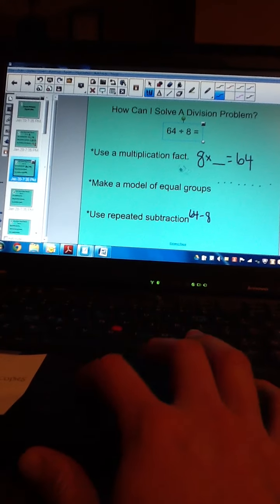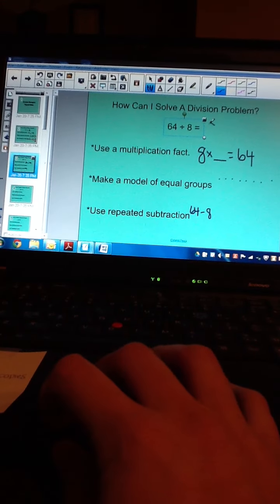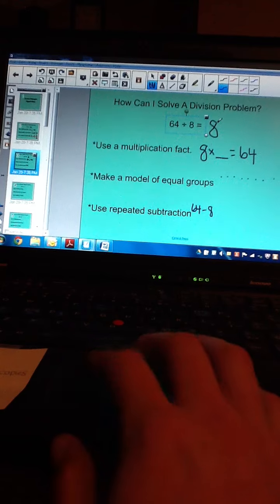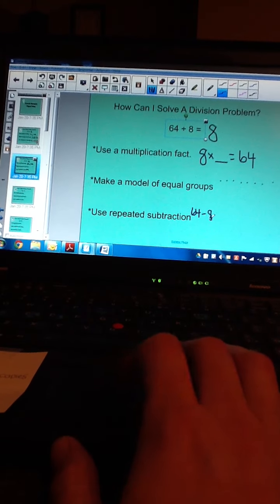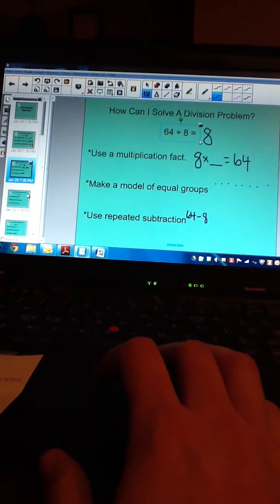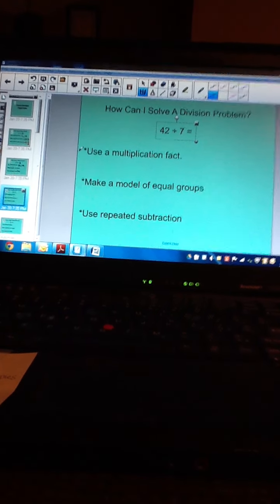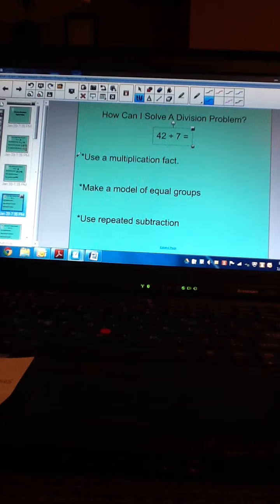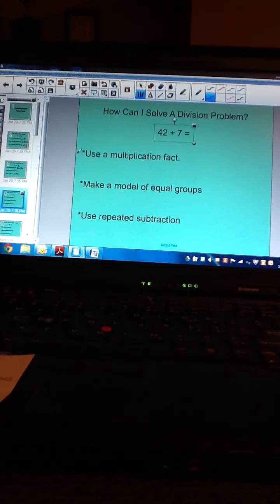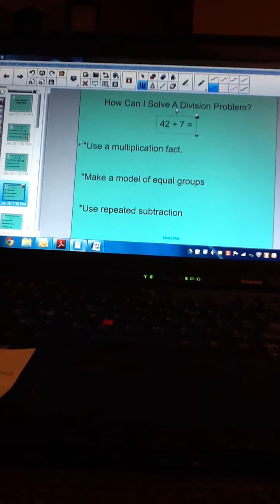Hopefully you said that 64 divided by 8 equals 8. And you used one of those 3 strategies to figure that out. Next one. 42 divided by 7. I want you to try that one using one of your strategies.